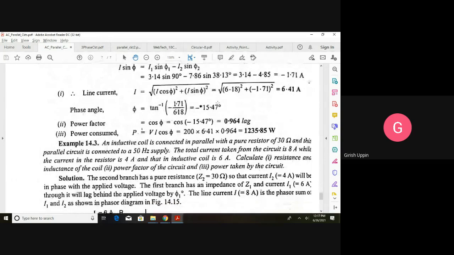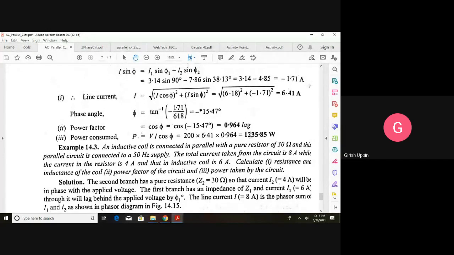Power factor is cos of this angle, that is 0.964 lagging. Lagging means the resulting current will be lagging the voltage by this angle, 15.47 degrees. Power consumed, P is equal to VI cos phi, that is 200 into 6.41 into cos phi. So power consumed is 1235.85 watts. That is the power that is consumed.